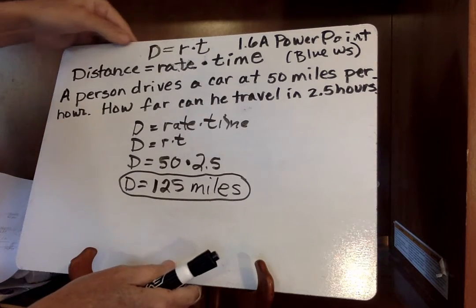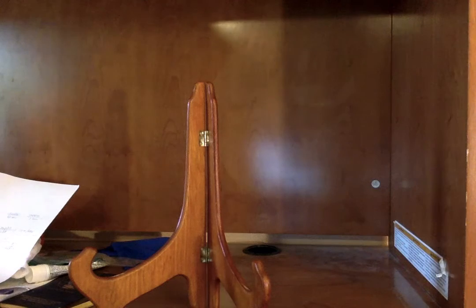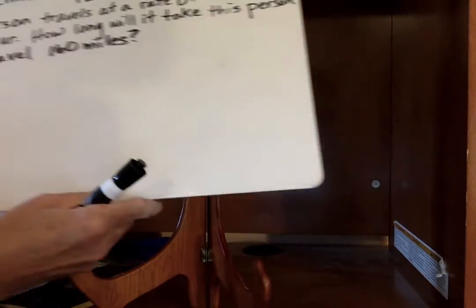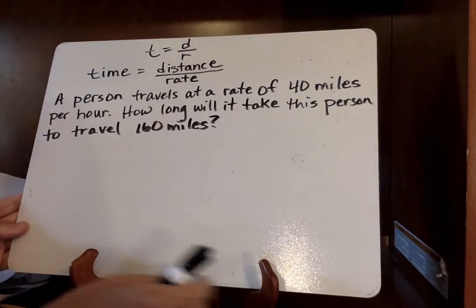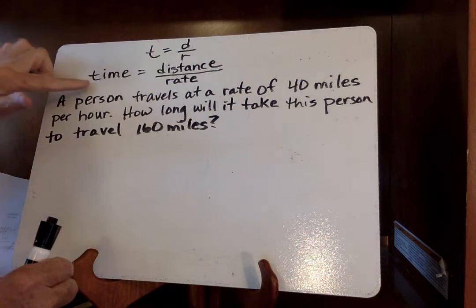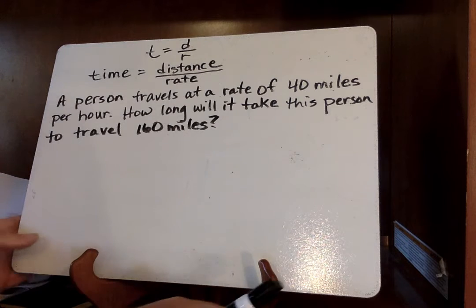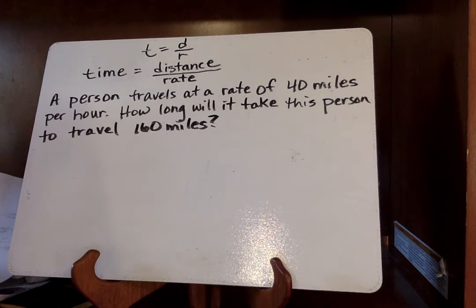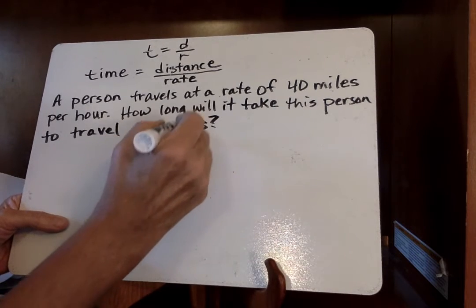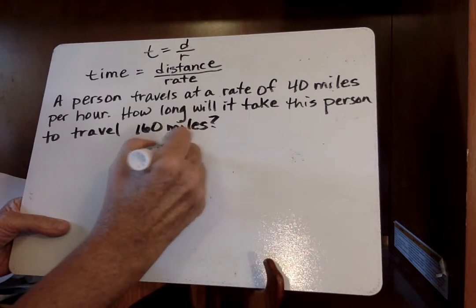So that's distance. Now we're going to go on to the next problem on the blue paper, and that is solving for time. Because we learned how to do literal equations, we know that time equals distance divided by rate. So that is here as well. Time equals distance divided by rate. A person travels at a rate of 40 miles per hour. How long would it take this person to travel 160 miles? And again, we say time equals distance divided by the rate.